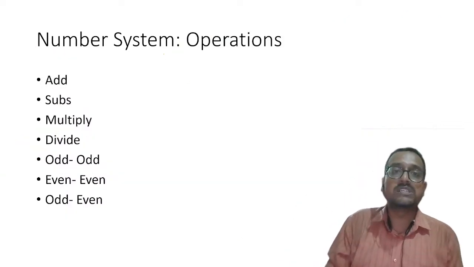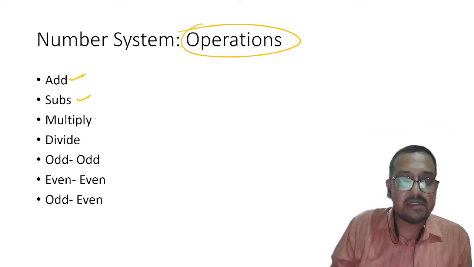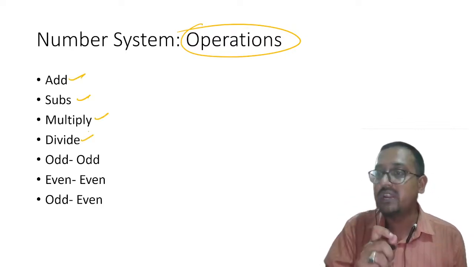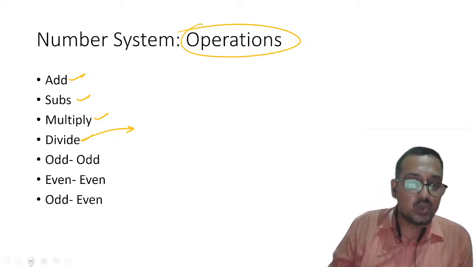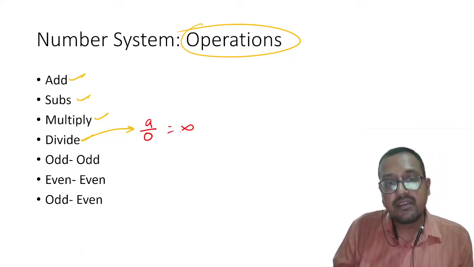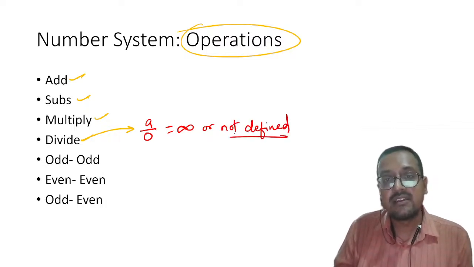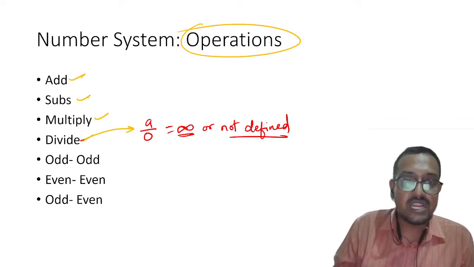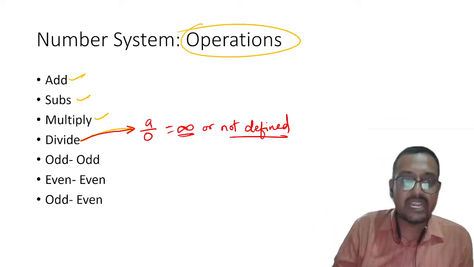Now, my dear students, we have to talk about operations. You all know how to add, subtract, multiply, and divide, so I won't go ahead with that. But please remember, you cannot divide by zero. A divided by 0 is said to be infinite or not defined. That is the only thing you should keep in mind. Rest all you know, right?